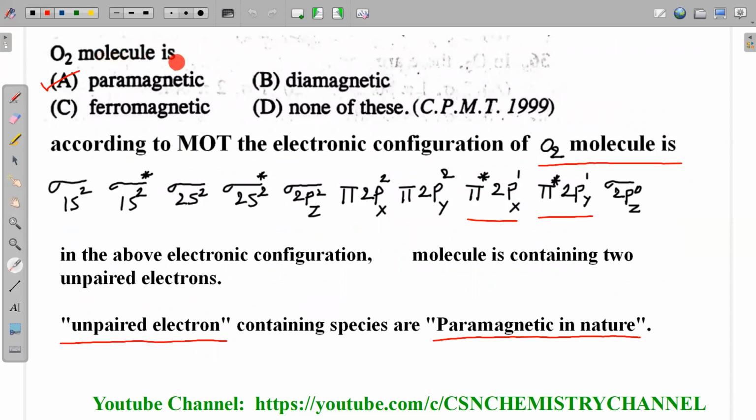The O2 molecule, as I already discussed just now, is paramagnetic. Take the screenshot of this one. The electronic configuration according to MOT, molecular orbital theory, indicates the presence of two unpaired electrons. Hence, the O2 molecule is paramagnetic in nature.